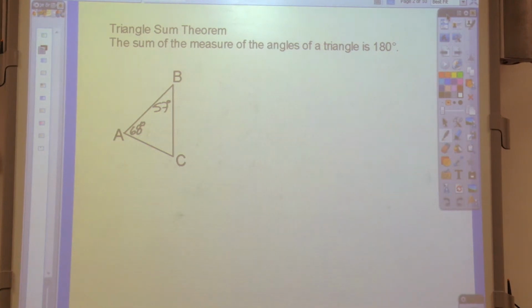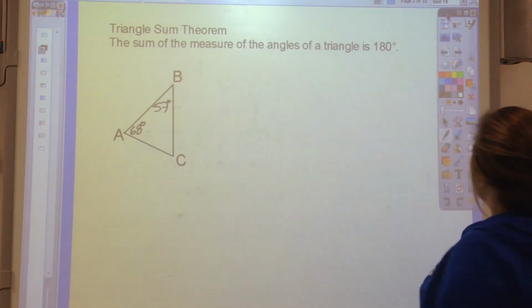This is section 5.7 of Mrs. Quinn's Geometry, and today we're going to talk about how many degrees are in certain shapes: triangles, quadrilaterals, and then any n-gon. So first let's start off with the triangle sum theorem. The sum of the measures of the angles of a triangle is 180 degrees.